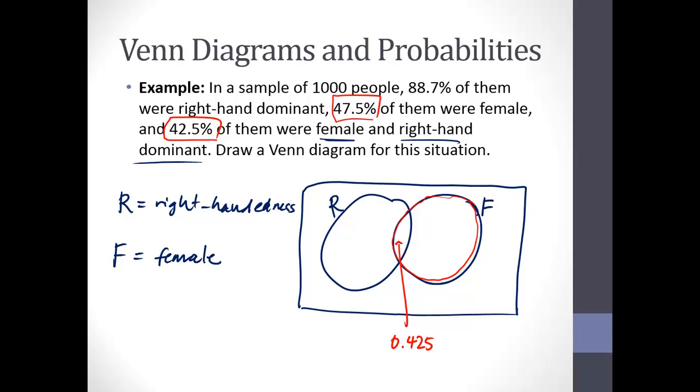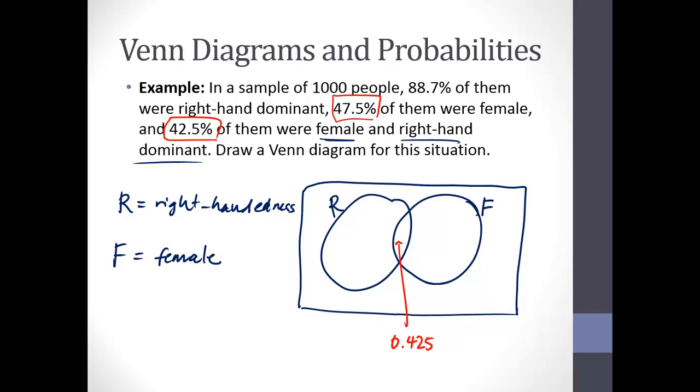So the part that will go... let's see if I can just erase that. What number goes inside that part of the circle, or what does that group represent in this? My eraser's not working. So what does this shape represent? I think I heard you say it. Female left-handed. Right. So that shape represents females that are left-handed. We do have 47.5% females, but we already have 42.5% of them in that small shape. So this is not to scale.